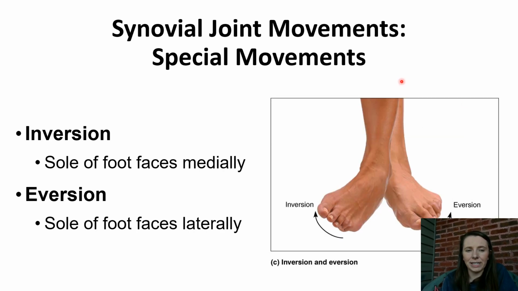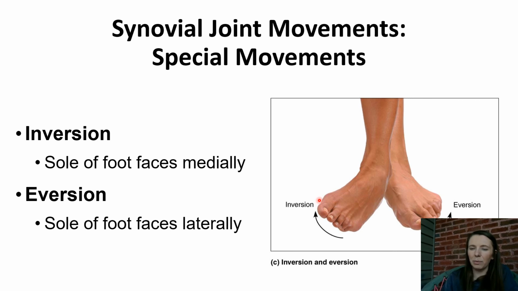Next is inversion and eversion. So in order to accomplish inversion, you start in a neutral position, and then you will move your foot so that the sole of your foot, basically the archway, is going to face medially, so it's going to face towards the middle side of your body, right? So a lot of people roll their ankles like this. This would be an inversion rolled ankle.